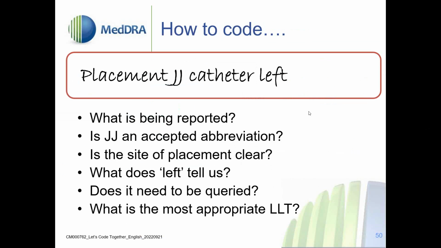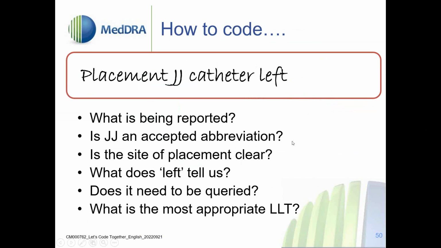Here we are. Do you see it? Yes. Okay. So here's the exercise, the next verbatim, and a placement of a double J catheter is reported on the left side. So what do we need to ask ourselves? Is double J, as reported here, an acceptable abbreviation? And is the site of the placement fully clear? And what does the additional information left tell us? Or do we rather raise a query for further clarification?